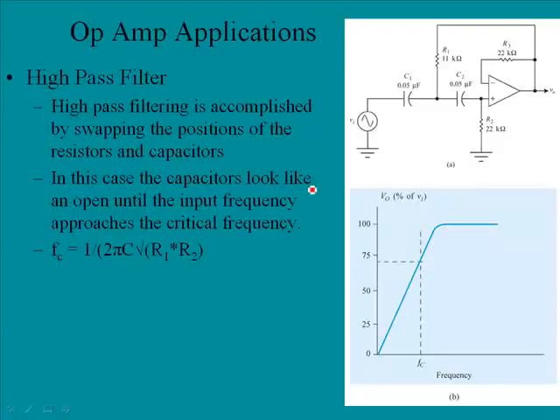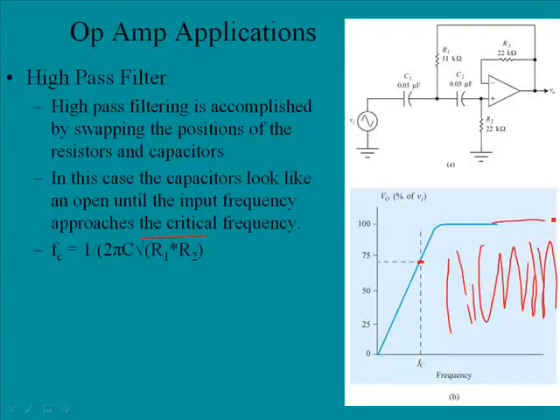In this case, the capacitors look like an open until the input frequency approaches the critical frequency, and the formula is 1 over 2 pi times the capacitance times the square root of R1 times R2. And in this case, what we're going to have is just the opposite of the low pass. In the low frequencies, we're not going to pass anything until we get to the critical frequency, and then we're going to begin to pass everything. And this would indicate the high frequency range. So everything above a certain frequency will be passed.